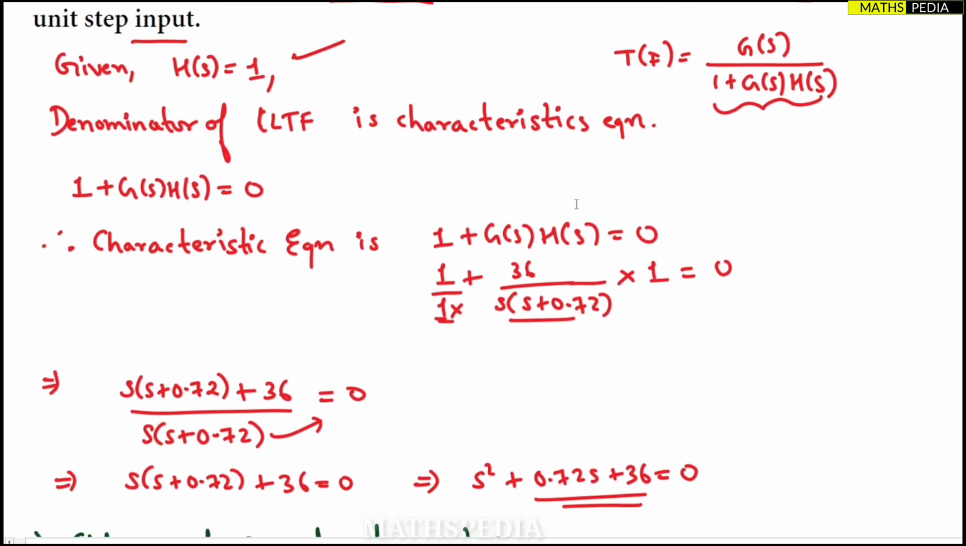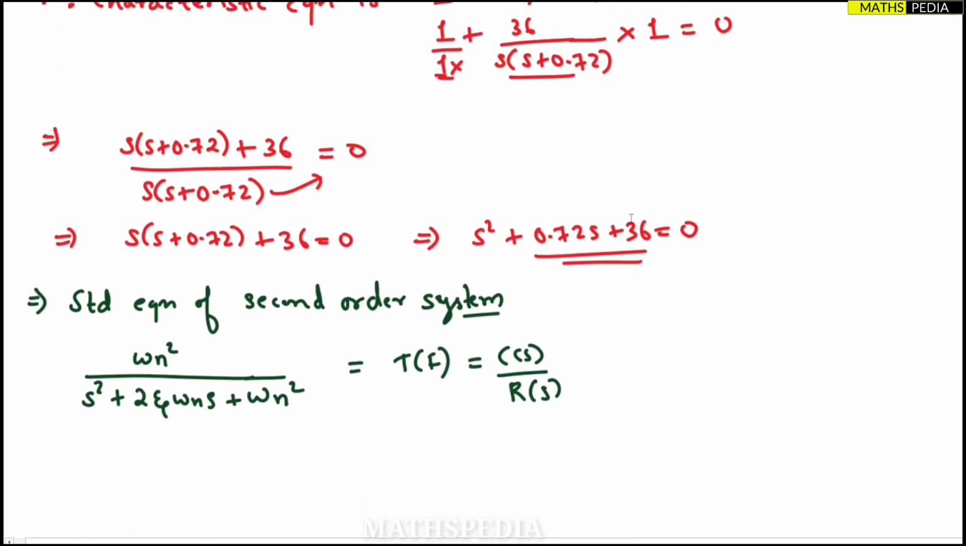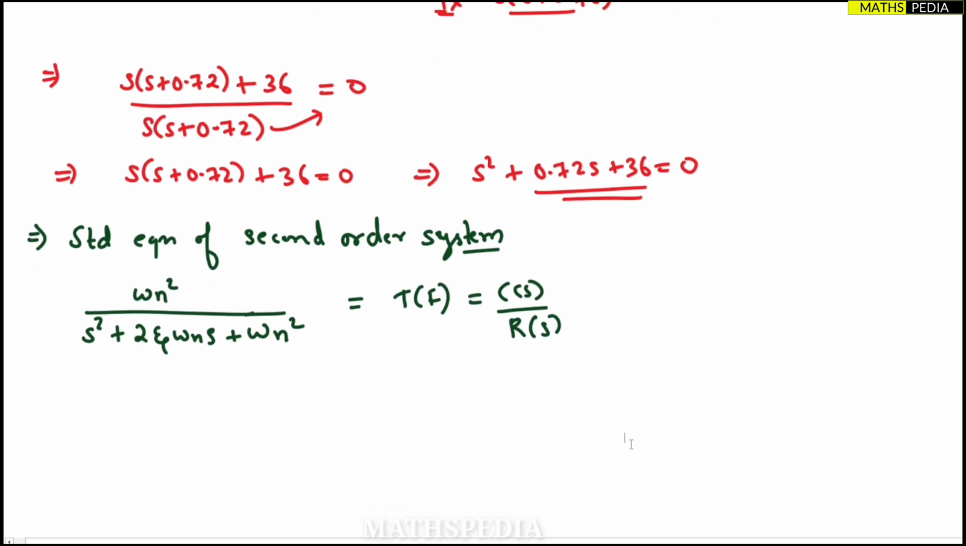Here also, this is a transfer function. We found the characteristic equation. What is the characteristic equation? As I said, it is the denominator of the transfer function. So it will be C of s by R of s, which is equal to the transfer function. In that transfer function, whatever the denominator is, you have to equate it to 0. That is nothing but the characteristic equation.